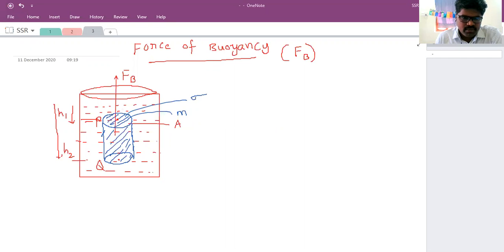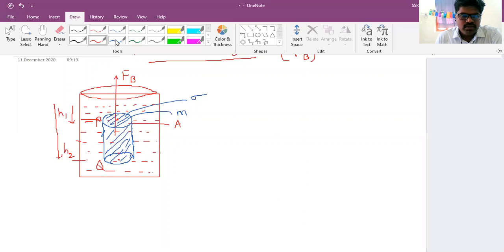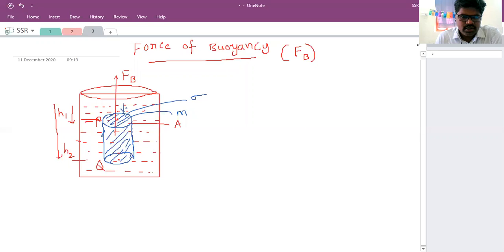We know already that at point P, the liquid will give a force F1 in the downward direction. Here force F1 acts vertically downward, and here force F2 acts vertically upward. So we need to calculate F2 minus F1. What is the F1 value? Outside we have atmospheric pressure, so you can calculate this F1 value. First, the pressure value you can calculate.